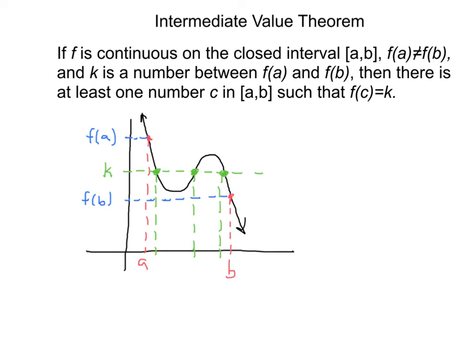But what the intermediate value theorem says is that there will be at least one number as long as the conditions that we have up here hold: that f of x is continuous on that closed interval and f of a does not equal f of b. There will be at least one number. It will happen at least once.